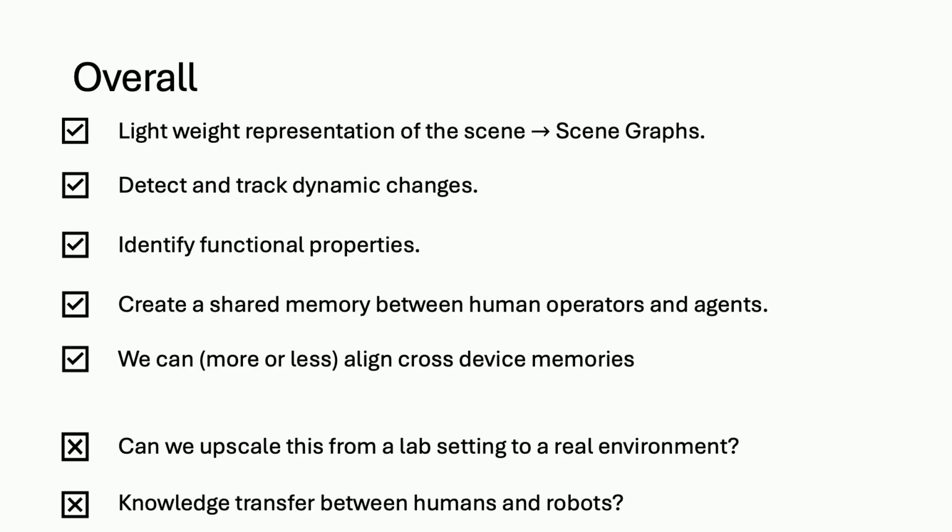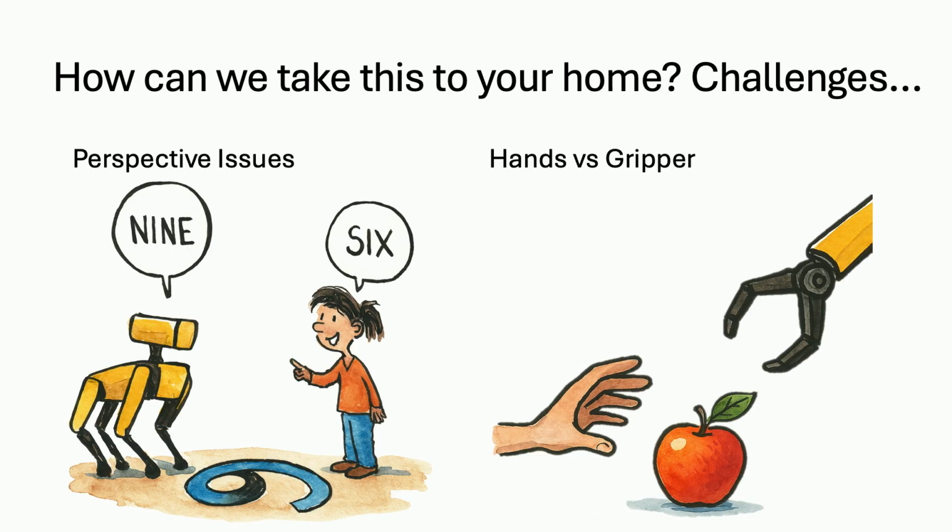But now this brings me to my last part, which is can we upscale this and do knowledge transfer? Well, we have some challenges. Some of them you saw. How can we make this work in your home? Well, perspective issues. Spot and you don't see the same. And of course, hand versus gripper. You have 5 fingers. He has 2.